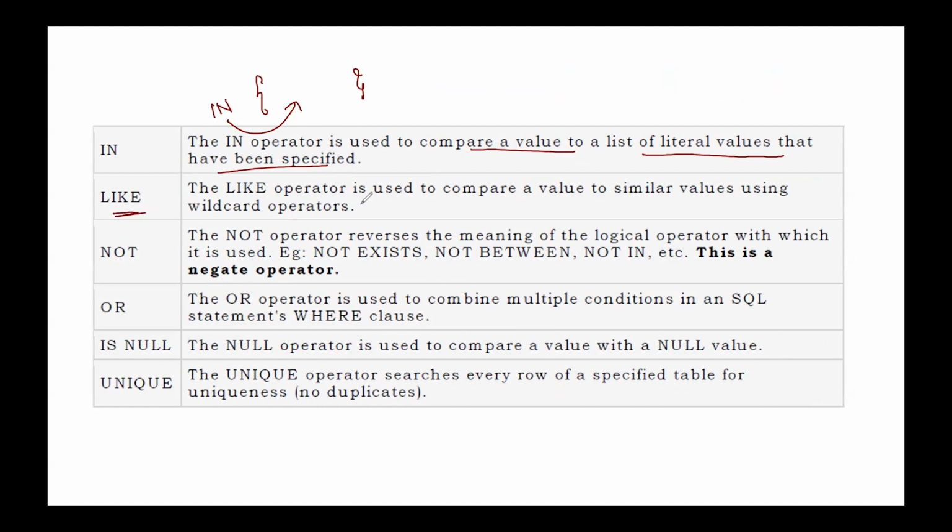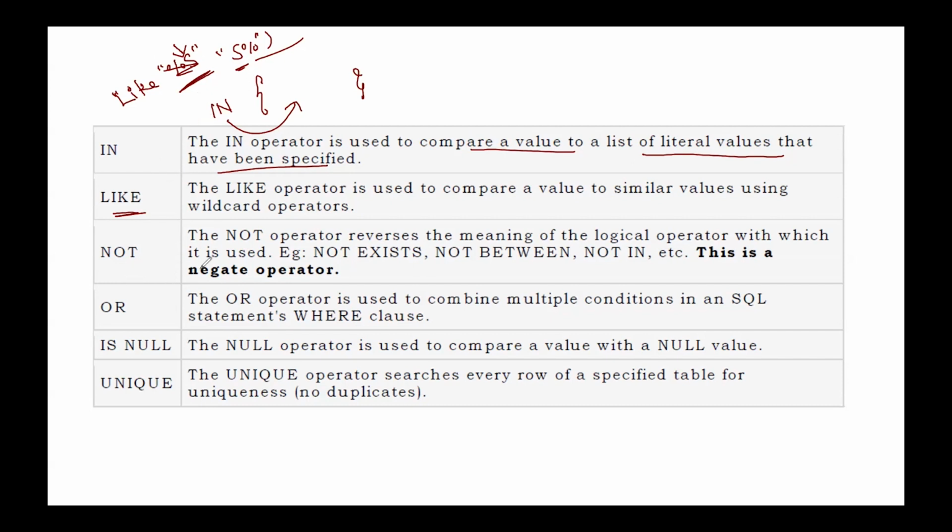LIKE is the operator used to compare a value to similar values using a wildcard operator. So for example, if I want to search for the names of students whose name starts with S, then I will say LIKE 'S%'. So in this case, the first letter should be S and the rest of them can be anything. So all the students whose name starts with the letter S will be selected.